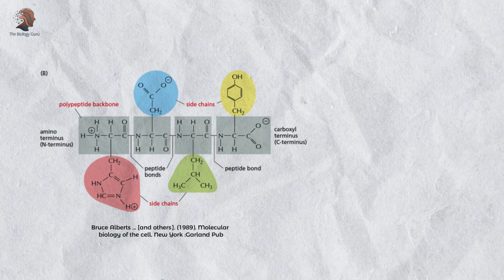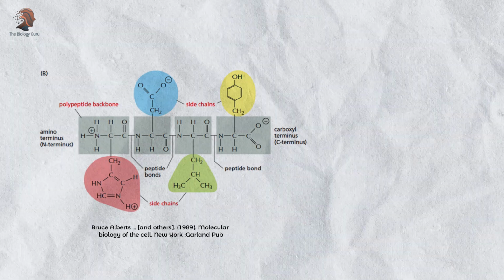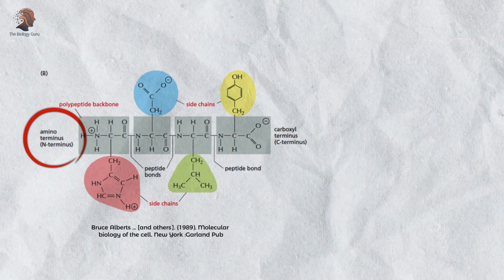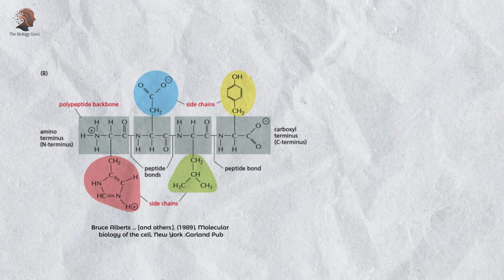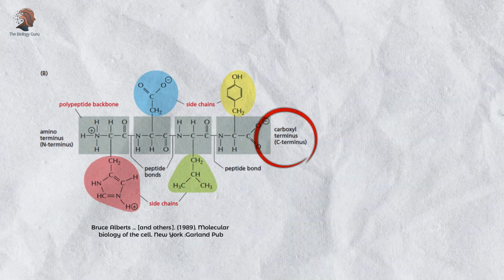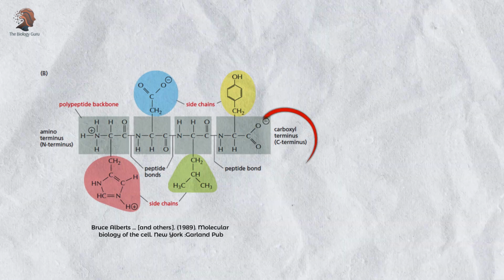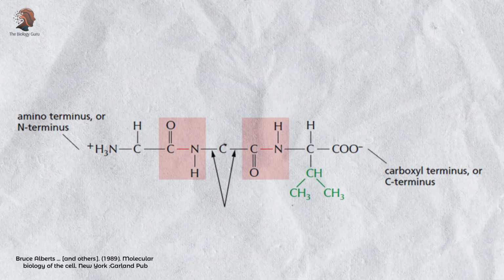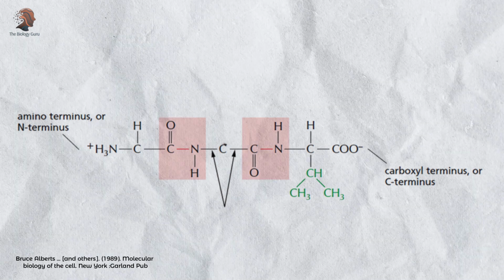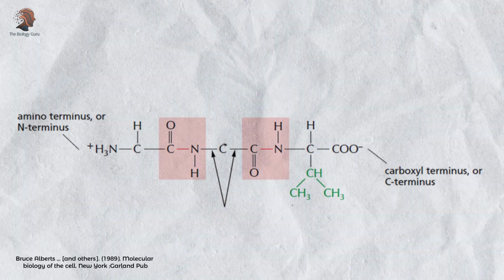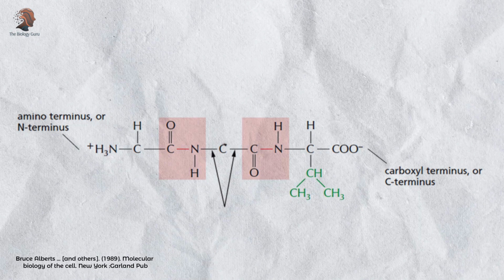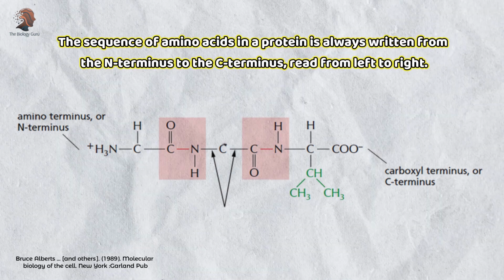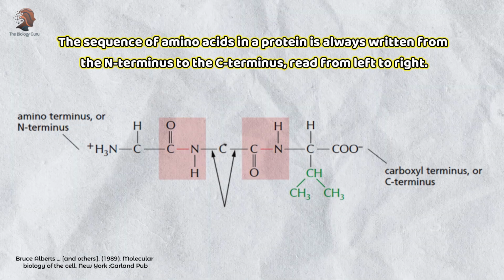In this diagram, the two ends of a polypeptide chain are different. The end with the free amino group is known as the amino terminus or N terminus, while the end with the free carboxyl group is referred to as the carboxyl terminus or C terminus. For simplicity, many illustrations might label these groups as NH2 or COOH, even though at physiological pH they are usually ionized. The sequence of amino acids in a protein is always written from the N terminus to the C terminus, read from left to right.